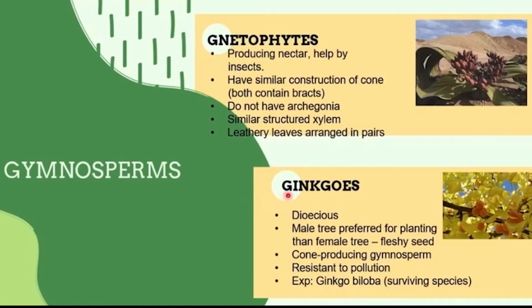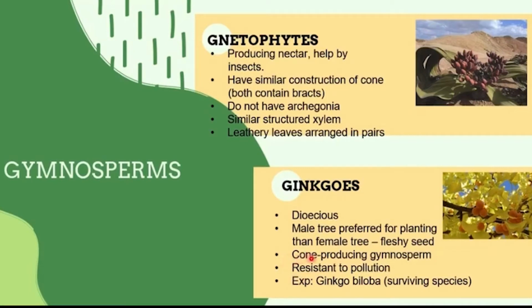The fourth type of gymnosperm is ginkgos. Ginkgos are dioecious, which means a single plant can produce either male or female reproductive structures but not both. Normally, male ginkgo trees are preferred for planting over female plants. Why? Because the female tree has fleshy seeds and it will produce a smelly odor when it ripens in the fall.